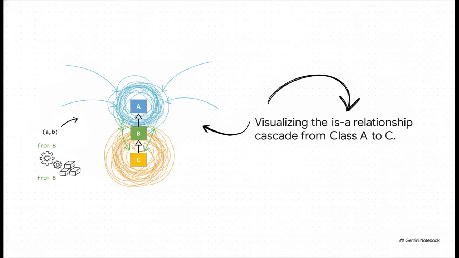Just to wrap up our setup, let's introduce class C, which inherits from class B. We're essentially tracing a straight, linear is-a progression here. C is a B, and B is an A. Everything just cascades downwards. Class C gets its own variable, C, while inheriting absolutely everything from B, which, as we know, already inherited everything from A.